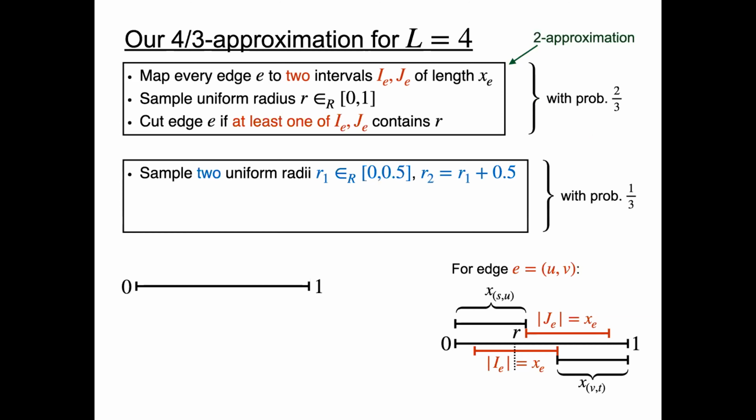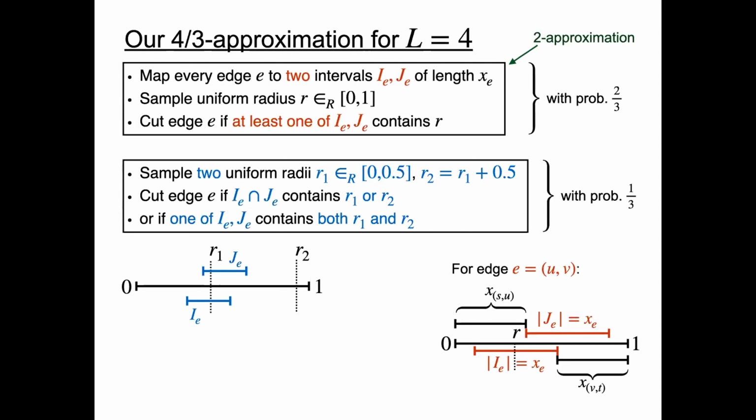This cut will be based on cutting with 2 radii, which are correlated, rather than 1. And then we cut an edge according to one of 2 criteria. The first criterion is if both the intervals corresponding to this edge contain one of the radii. So here's an example of that: R1 is contained in both of the intervals corresponding to E. And the other criterion is if one of the intervals contains both of the radii. So here's an example of that, where one of the intervals contains both R1 and R2.